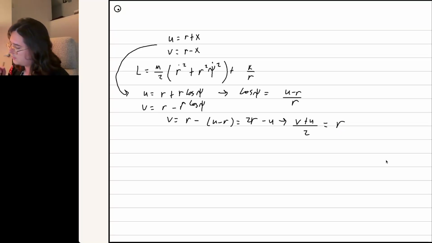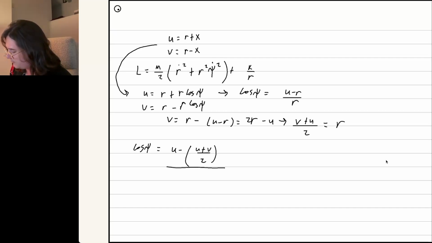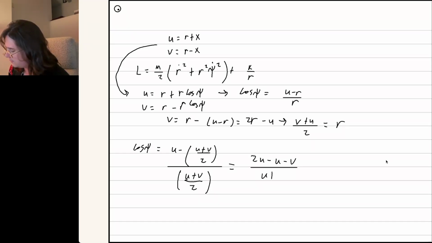We can plug this into the cosine psi equation. We'll have u minus u plus v over 2, divided by u plus v over 2. I'll just multiply the top and bottom by 2 to get 2u minus v over u plus v, and simplify to u minus v over u plus v. So that's that.